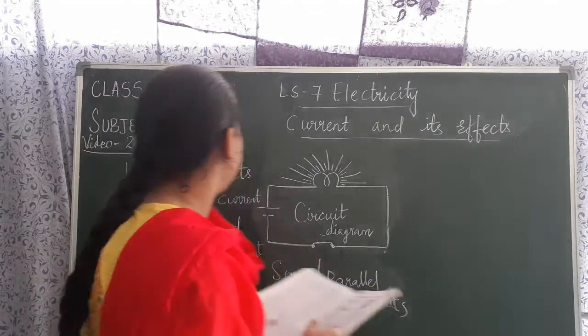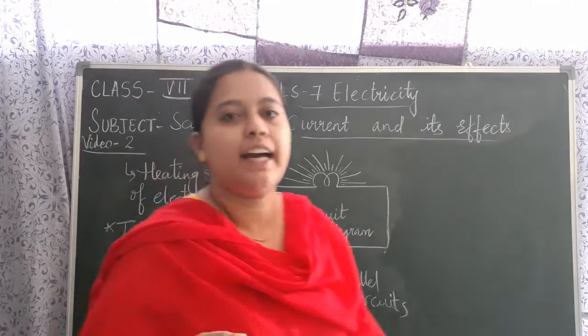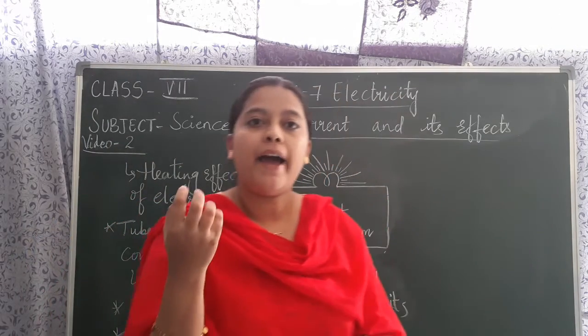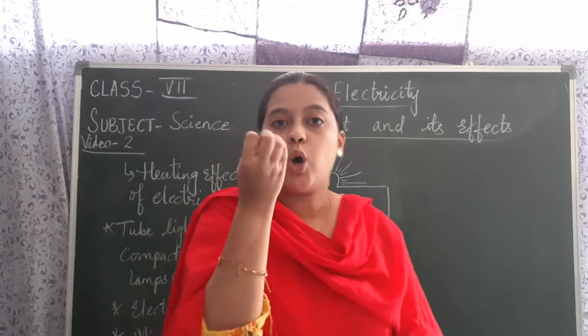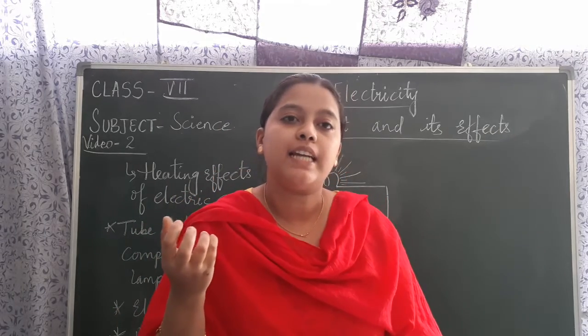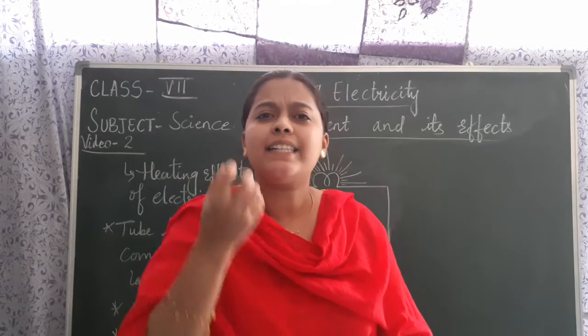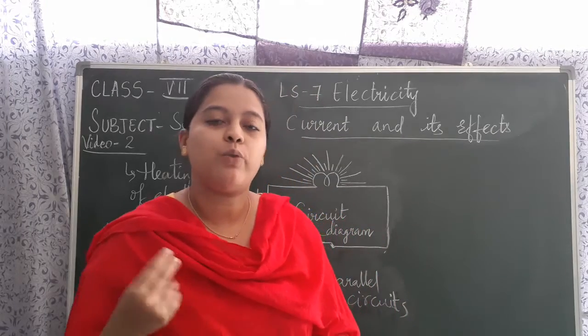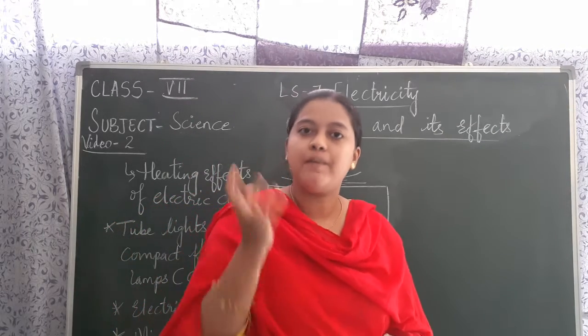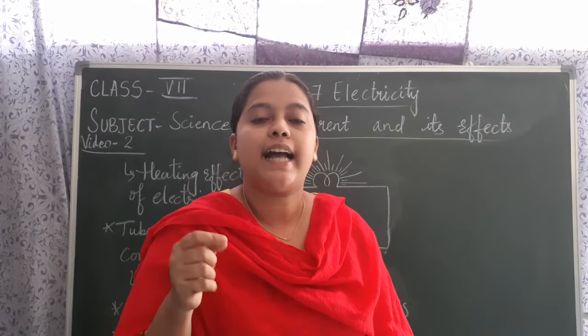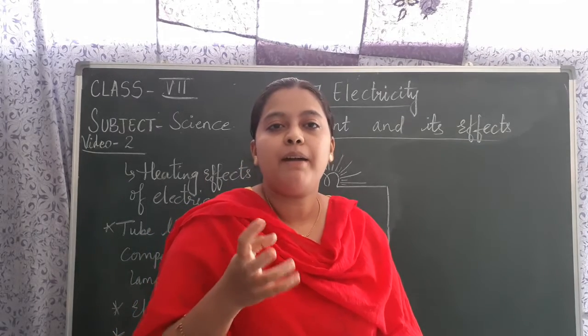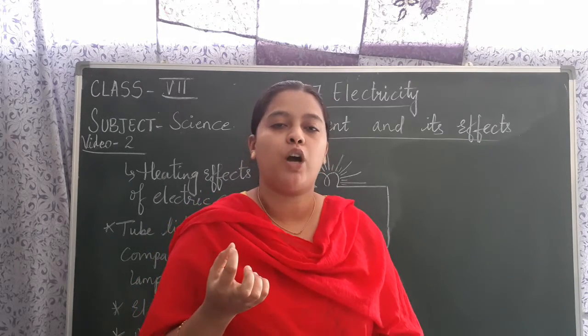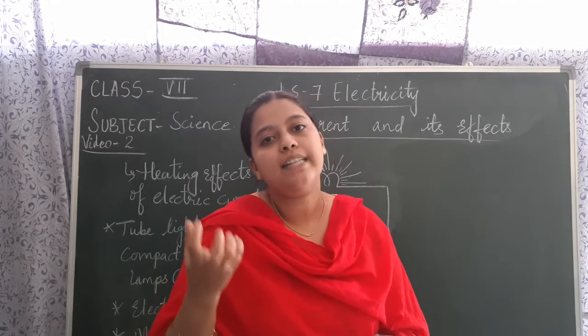Okay children, now coming to the heating effects of electric current. Children, did you ever see a bulb glowing? What will happen? It will get heated up. Why does it get heated up so quickly? Because it contains a filament. That filament makes the bulb heat up.